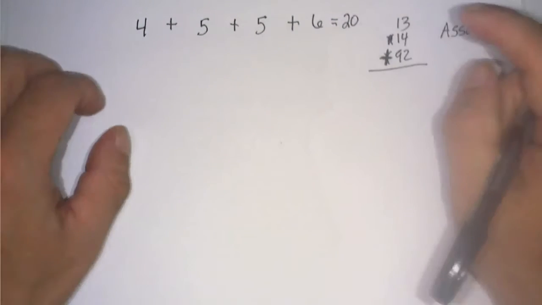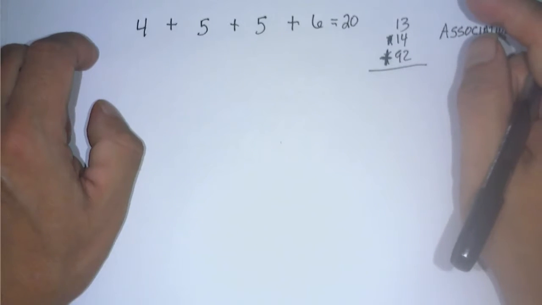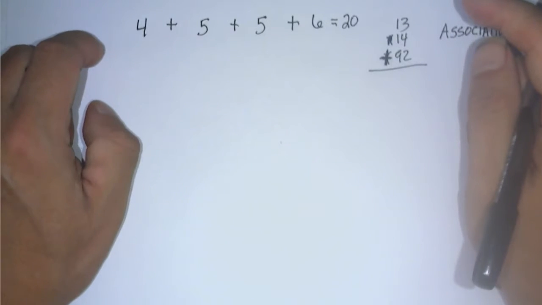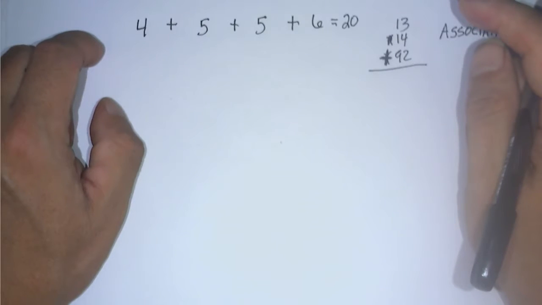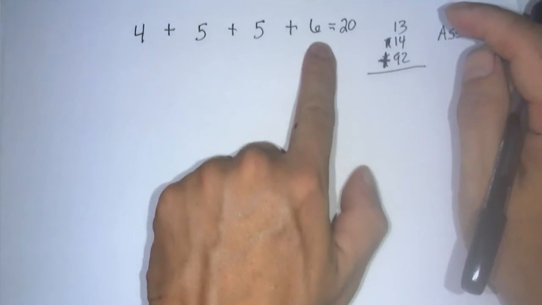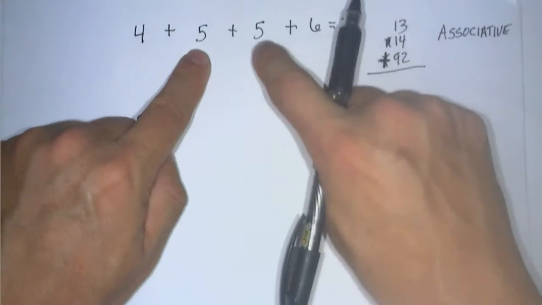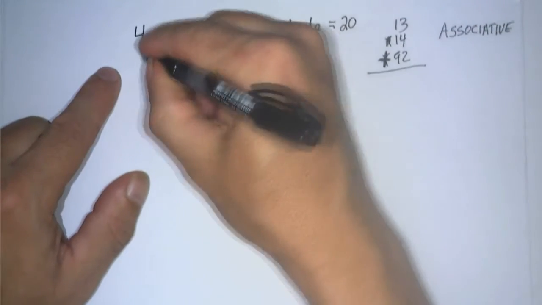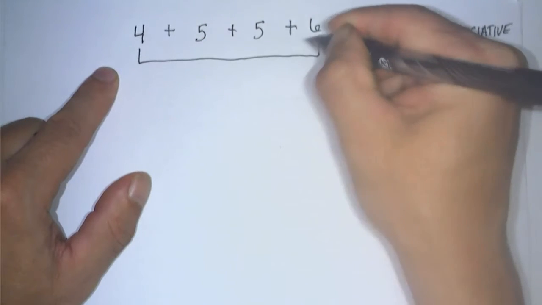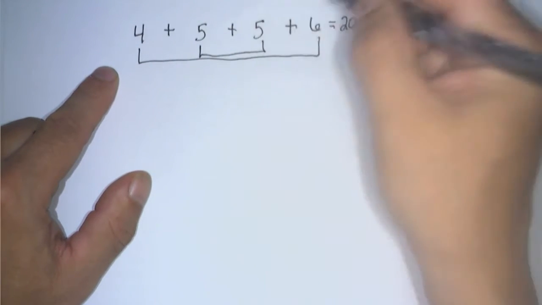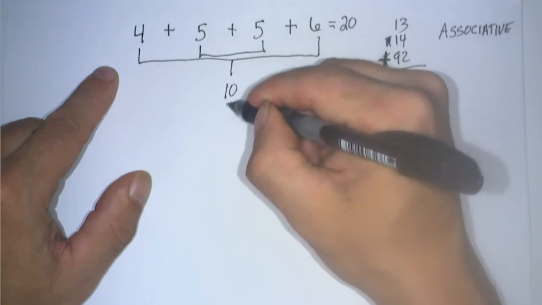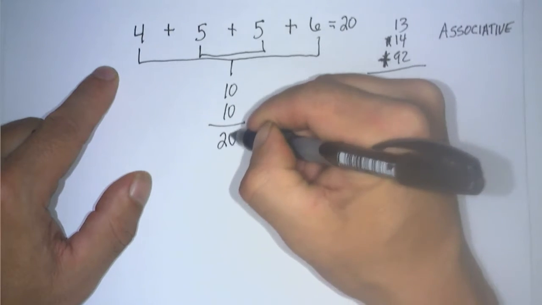So you may notice that powers of 10 are easier to add, just because it's easier to add 10 plus 10 than it is to add 9 plus 6. So if you look here, 4 plus 6 is 10, and 5 plus 5 is 10. So we can do this. We can add these two, and we can add these two first, and get the same result. Okay?